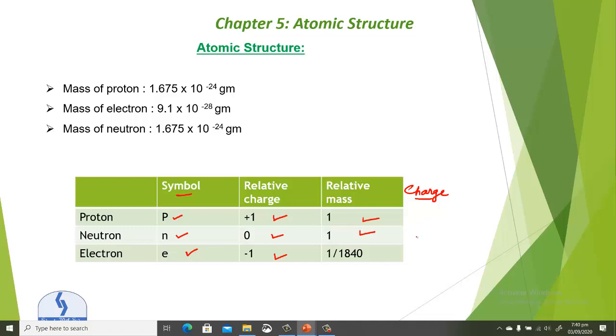Neutron has no charge, so it is 0. And what about the proton? Proton is 1.602 into 10 raised to the power minus 19 coulomb. This is the charge of proton. And what is the charge of electron? It is again 1.602 into 10 raised to the power minus 19 coulomb. The proton and electron have the same charge.